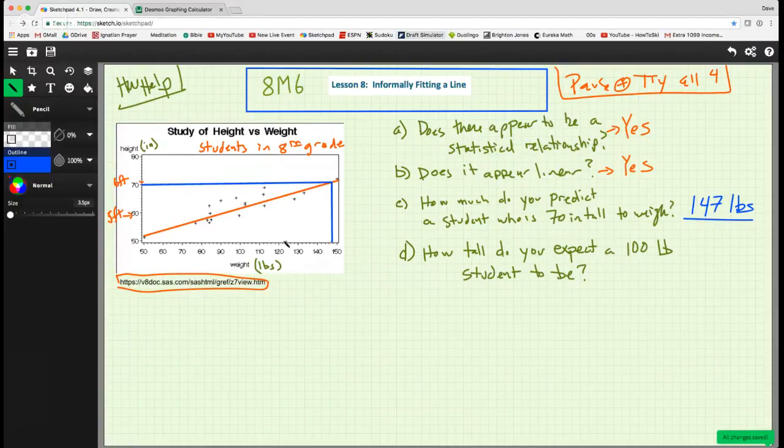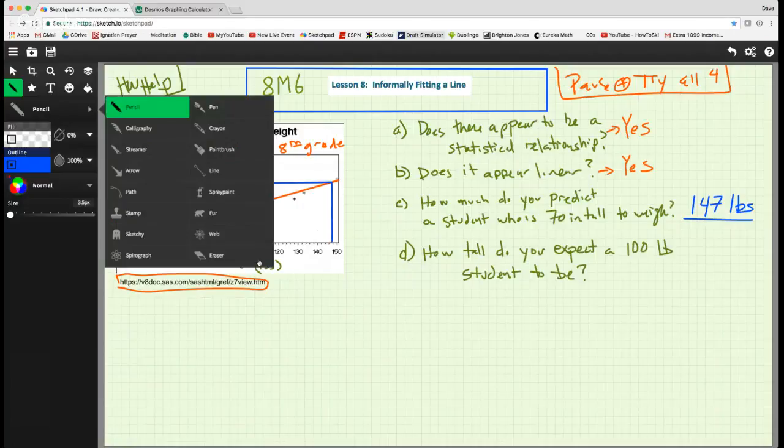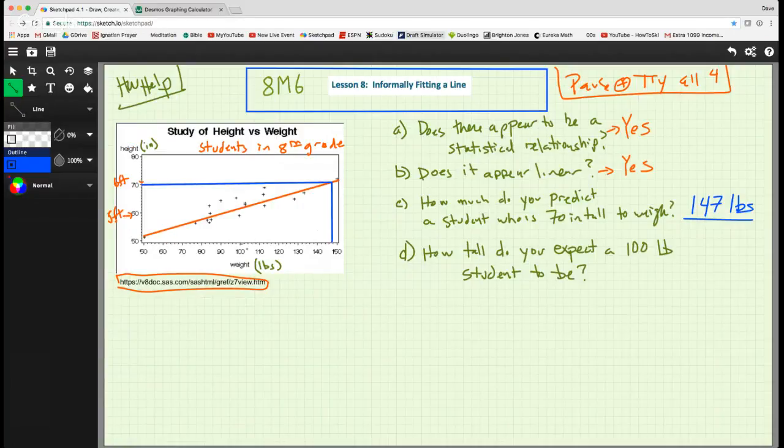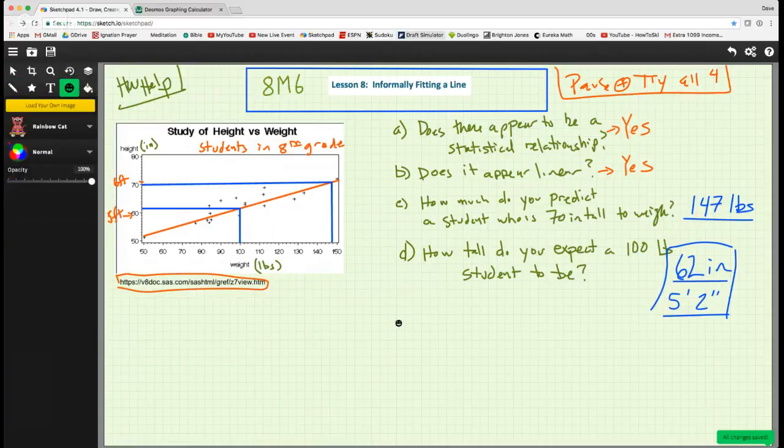And if you're 100 pounds, how tall do you expect a student to be? Well, this is just kind of the inverse question. We start with the weight, and then we go up, and then we go straight to the left. And so we expect someone who is 100 pounds to be about maybe 5 feet. Well, let's just say 62 inches, which is 5 feet, 2 inches tall. So hopefully that was pretty straightforward.